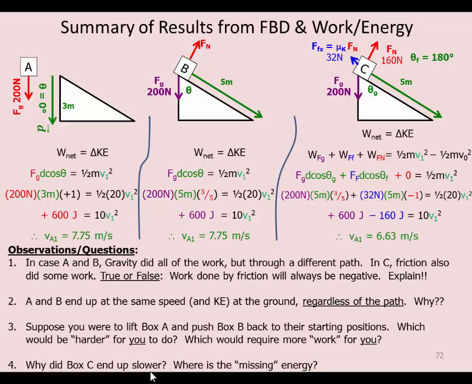And then the next question I have is, why did box C end up being slower than the others? Where did that missing energy go? We have this missing energy, this 160 joules. Where did it go? And why is it slower?